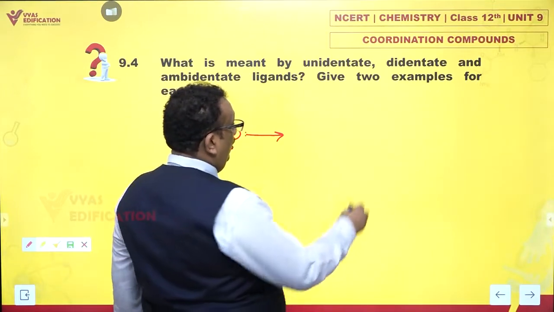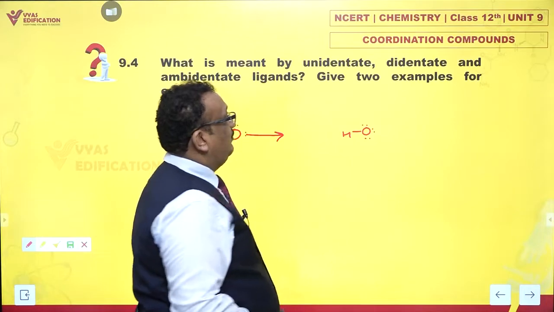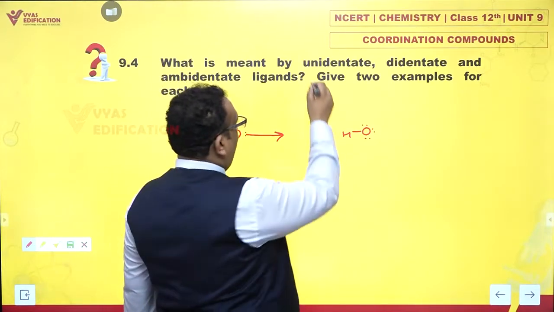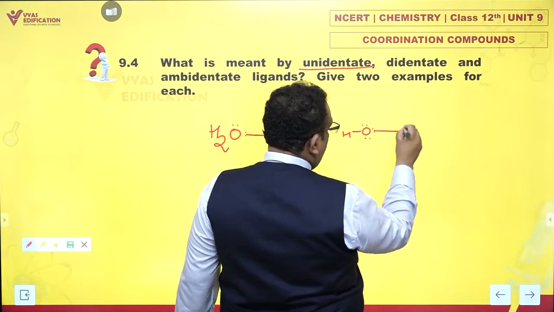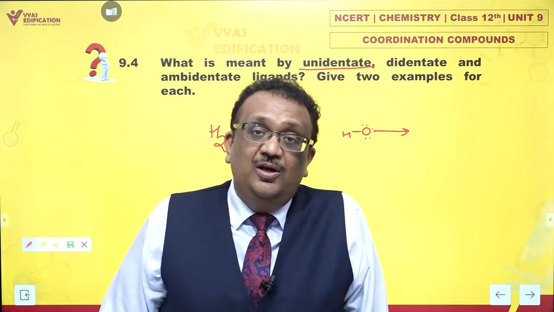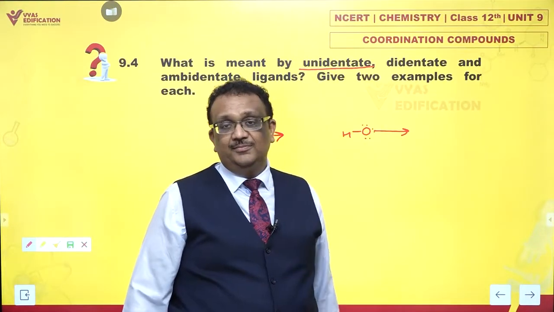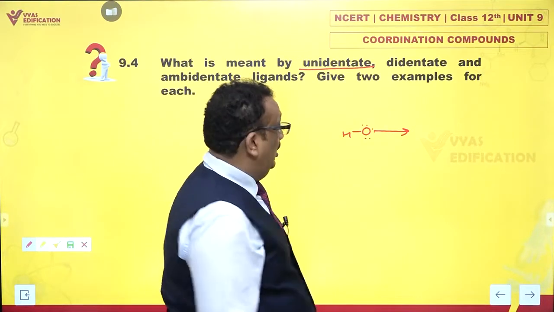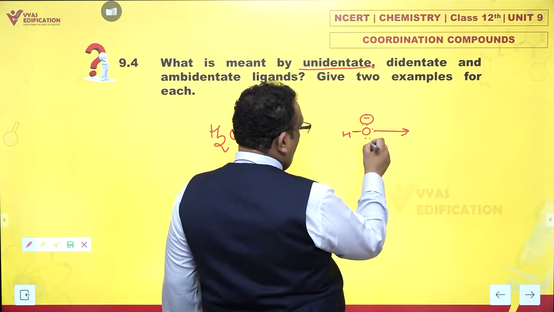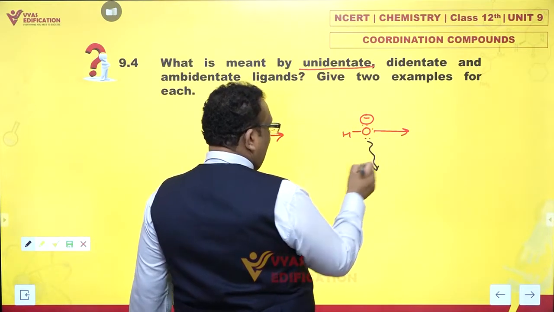If you have OH minus, OH minus also is a very beautiful example of a unidentate ligand. Why? Because although it has 3 lone pairs, it can donate only one lone pair to one metal atom. Please note, OH minus might be able to donate one more lone pair to somebody else.